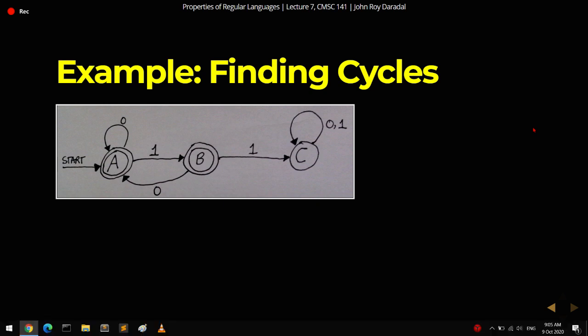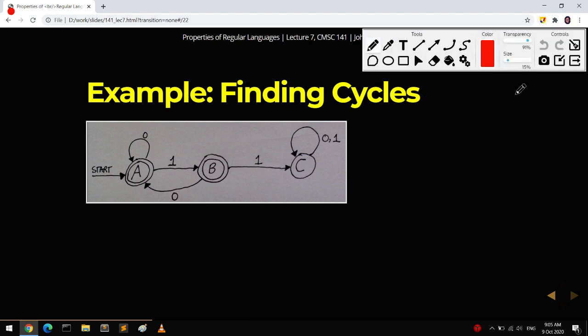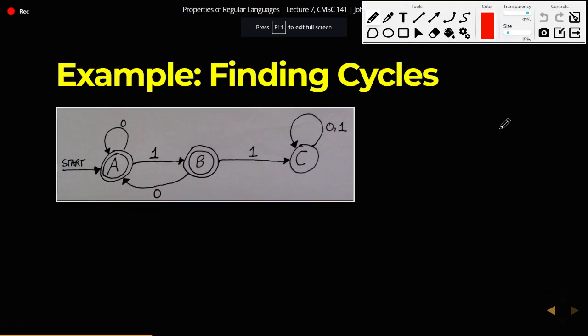Does this DFA have an infinite language? So first, let's eliminate unreachable states. But all states are reachable from the start state, because from A, of course, you can reach A. From A, you can go to B. And from B, you can go to C, right? So all states are reachable.